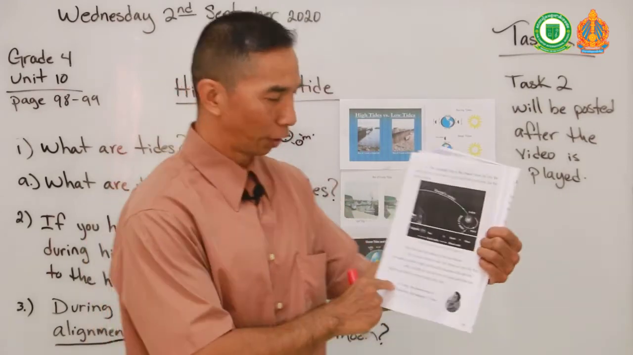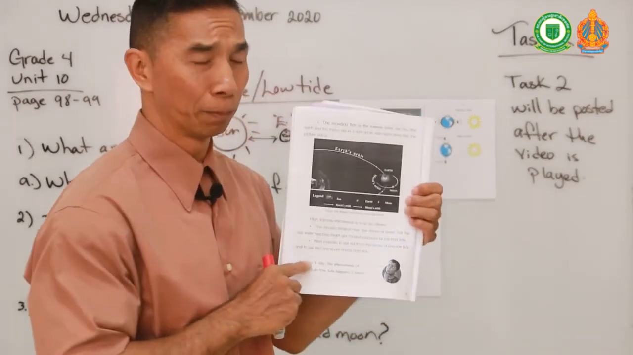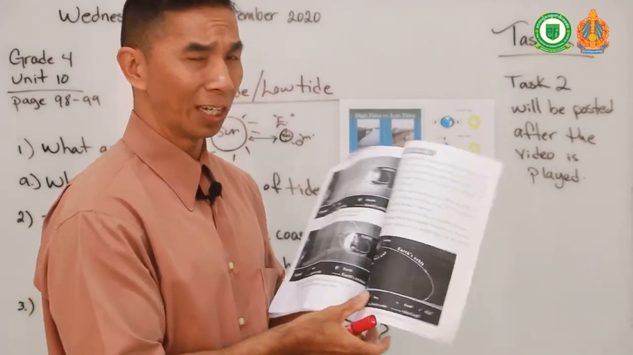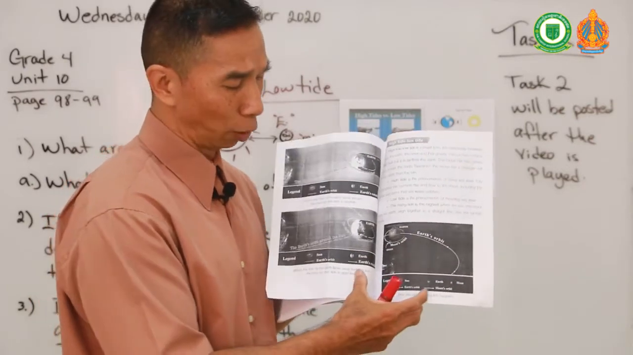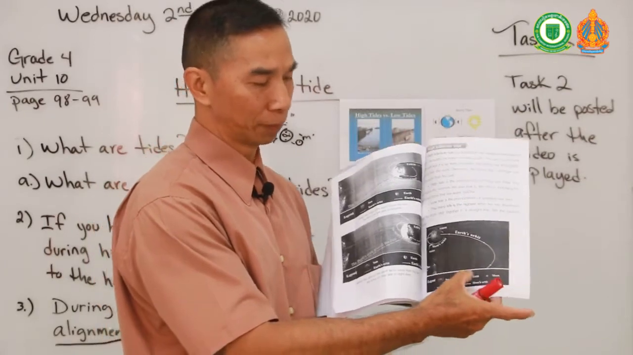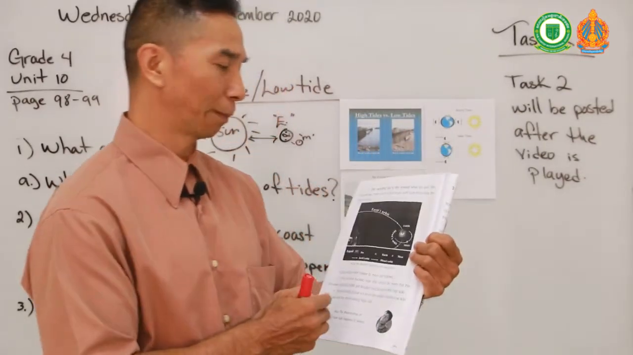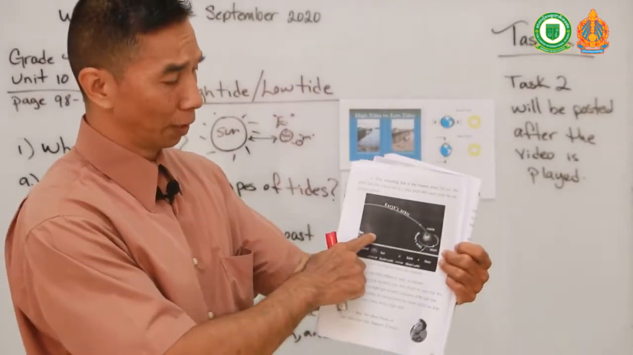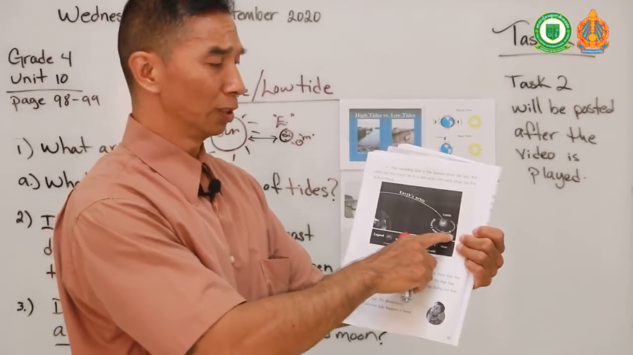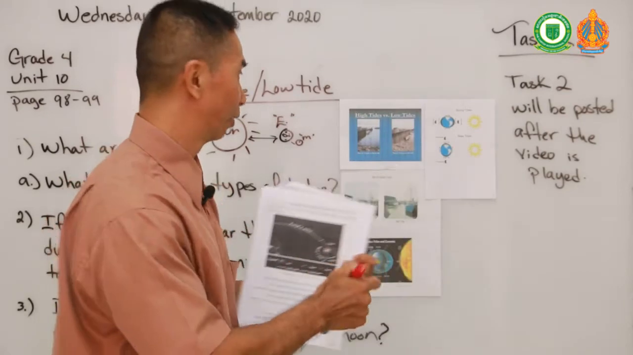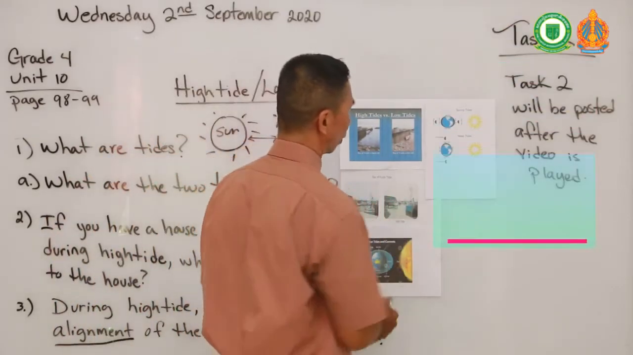Some of you have also pointed out the examples in the book. The book also gives us really good examples, but they're in black and white. Hopefully you have seen the color picture that I posted on our Telegram post, which gives a better view of where the positioning of the moon, the earth, and the sun is to cause high tides or low tides.